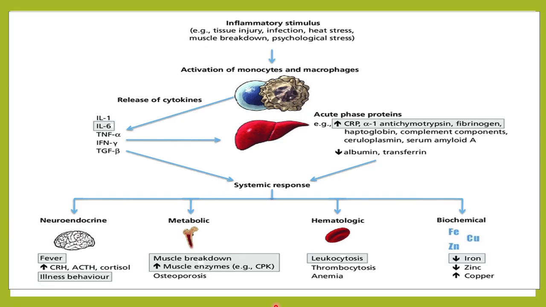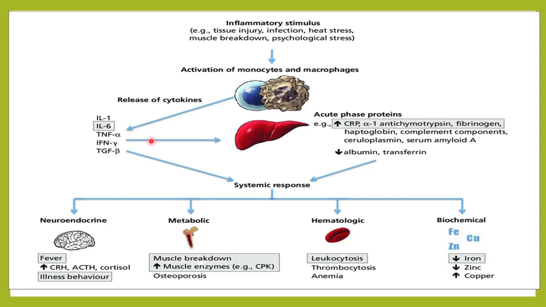I've told you, whenever there is an inflammatory stimulus like a tissue injury, an infection, bacterial, viral, fungal, stress, or muscle breakdown, what happens? The WBCs, the monocytes, the macrophages, all of them get activated, because they have to fight against this stress. They release certain cytokines, and these cytokines stimulate the production of certain proteins. They could be CRP, fibrinogen, ceruloplasmin, haptoglobin, procalcitonin, complement components, serum amyloid A. They could be all these acute phase reactants.